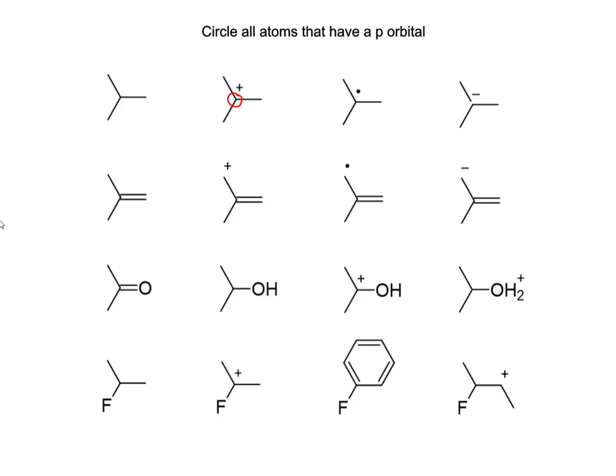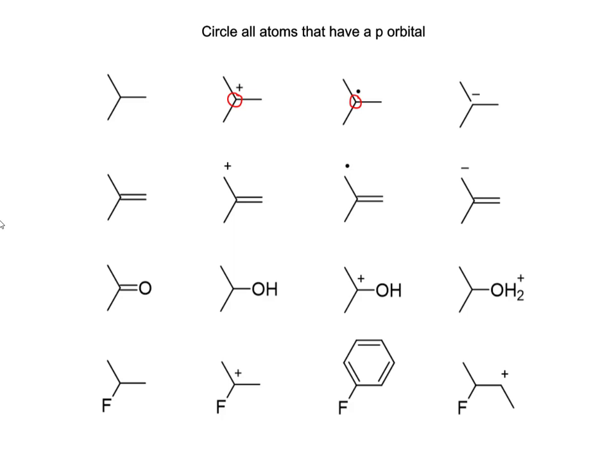Likewise, this third molecule has a radical. If you haven't covered radicals yet, radicals do not affect hybridization. So in other words, you can treat a radical like you treat a carbocation. That central carbon there is sp2 hybridized, with the radical itself being found in a p orbital.